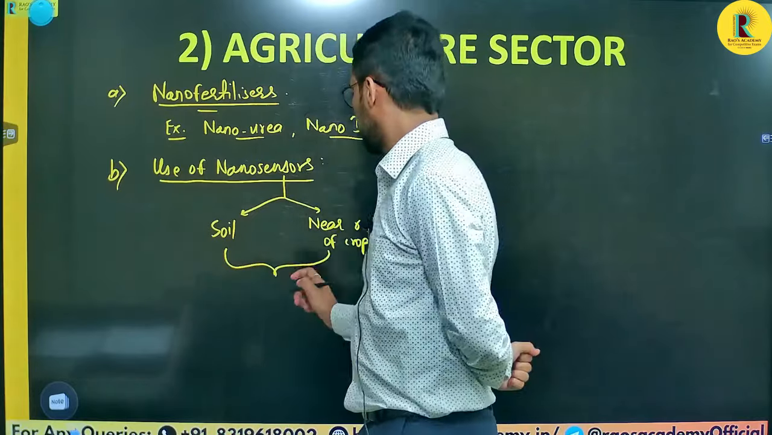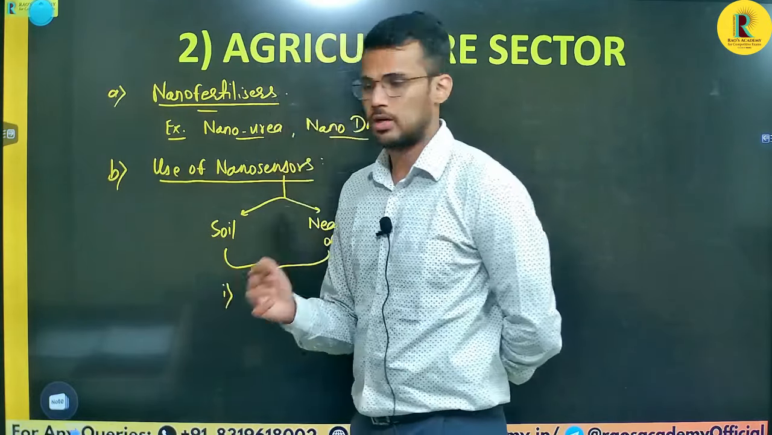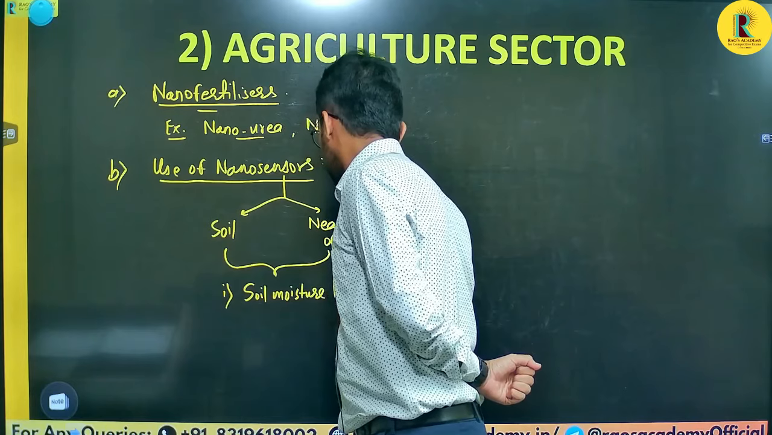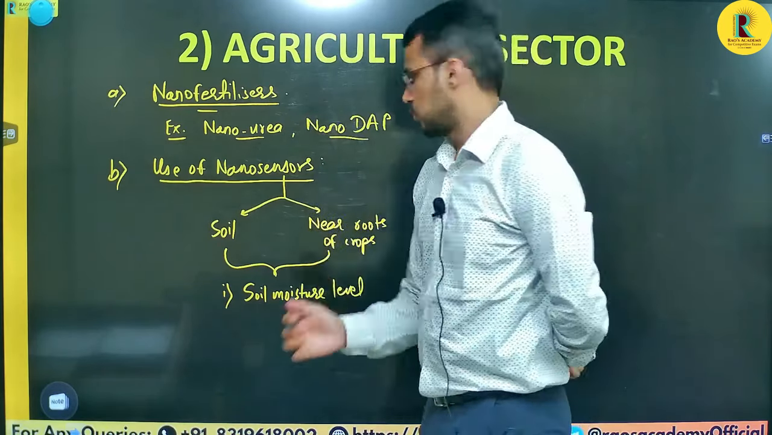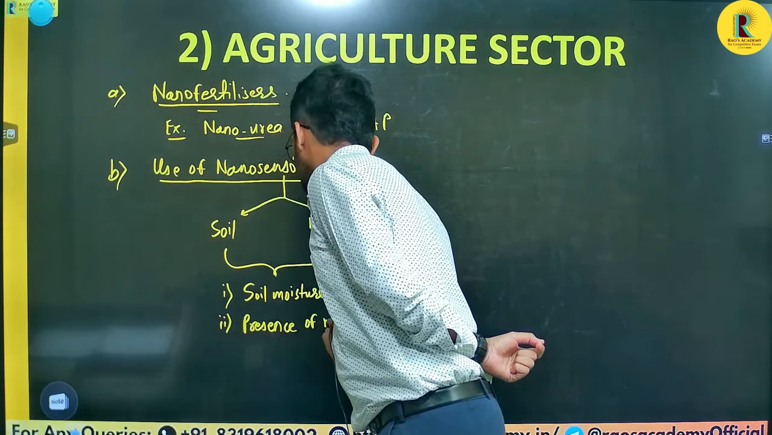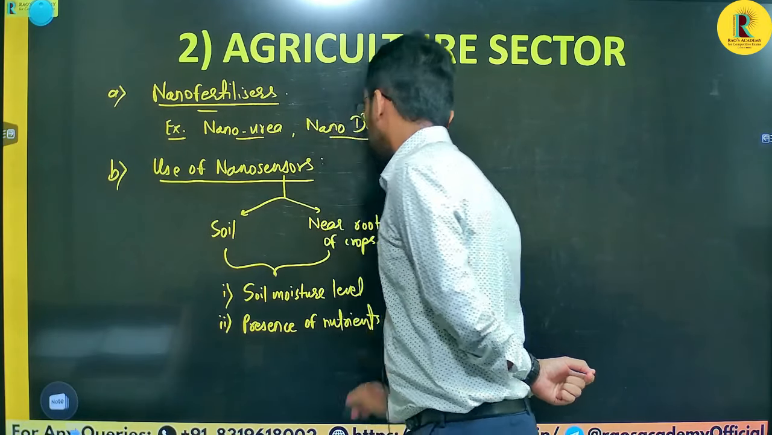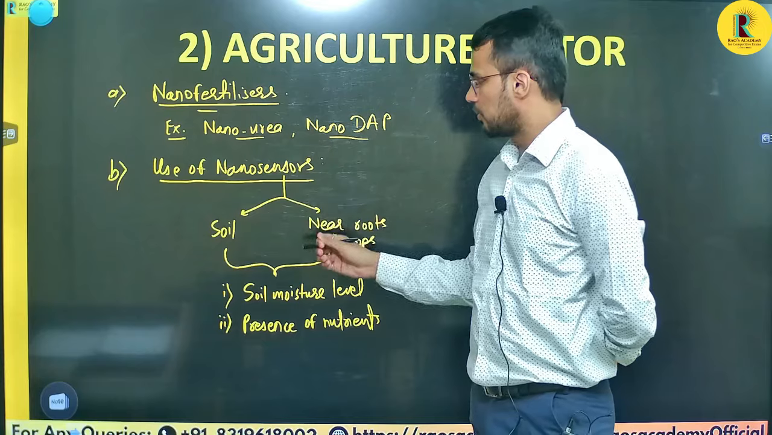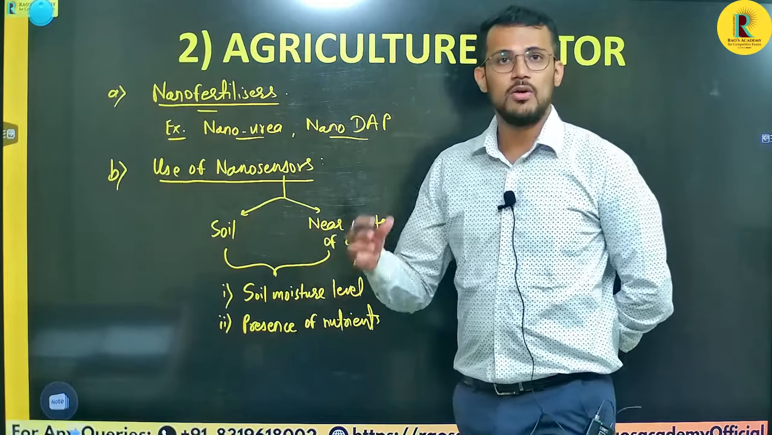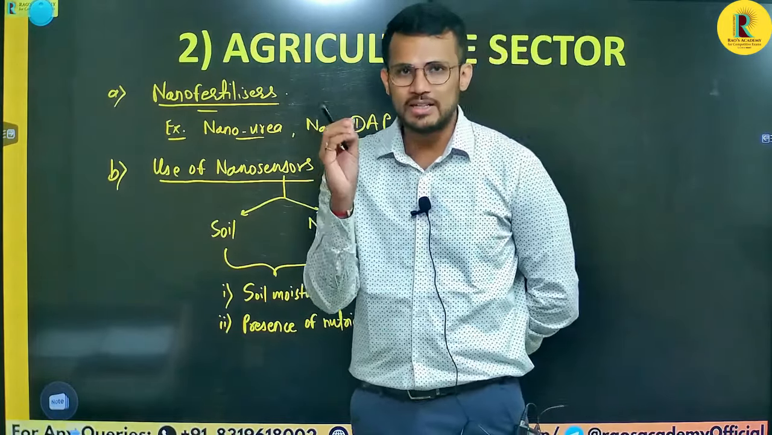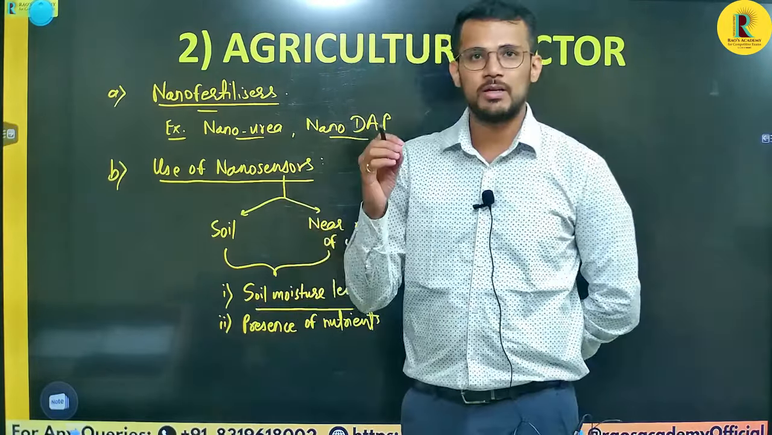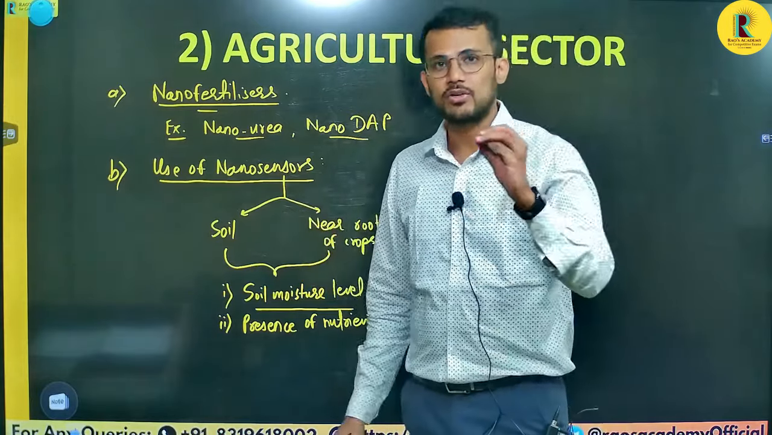Information about what? For example, it would provide information about soil moisture level, and also presence of nutrients in the soil, right? So this type of information we can get from the nano sensors, and based on this information, what can farmers do? Farmers would be able to irrigate their agricultural field at the right time, right?